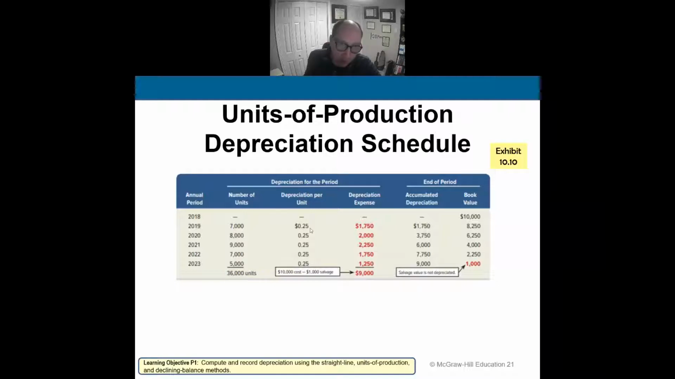So number of units times depreciation per unit, that's your depreciation expense per year. You do that for each year. You add them all up at the end of year 5, it should equal the total depreciation expense for that piece of machinery. In this case, it should be 9,000. If it's more than that, that's a problem because we got to make sure that we still have a salvage value of 1,000 at the end of year 5.